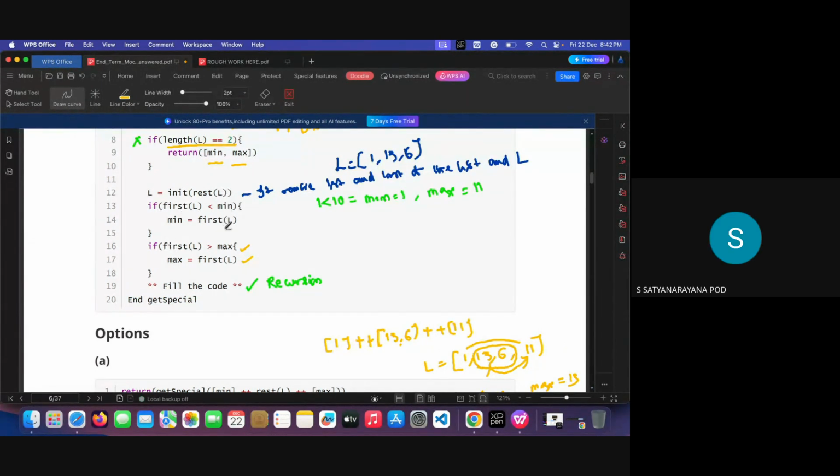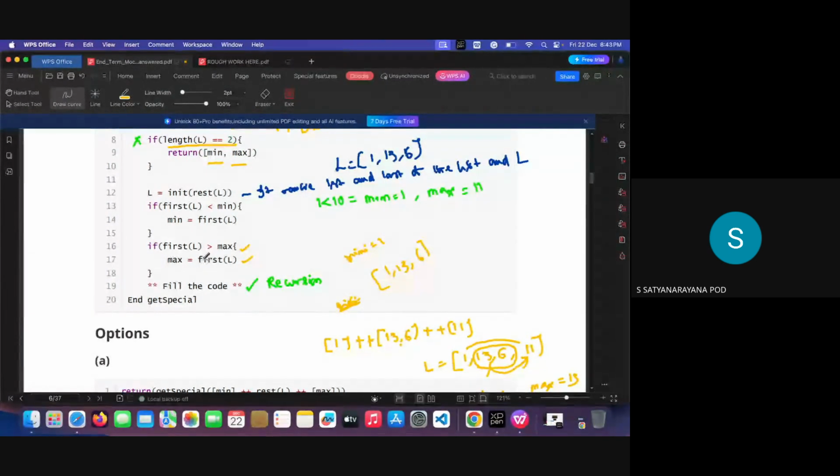First is less than min. So first is updated. 1, 13, 6 is there. In this, first is updated with 1. Sorry, first is not, min is updated. Is it clear? Second call, min is updated.